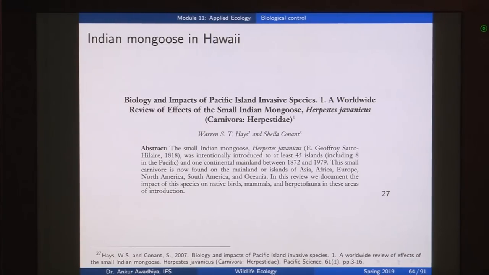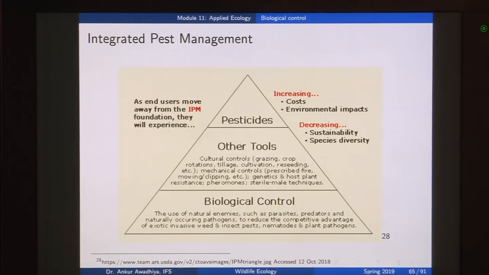So this brings us to the next topic, which is integrated pest management. Now in the case of integrated pest management, we integrate all these different options that are available with us. So we have the options of biological control, we have the options of pesticides, we have the option of cultural controls, and so on.